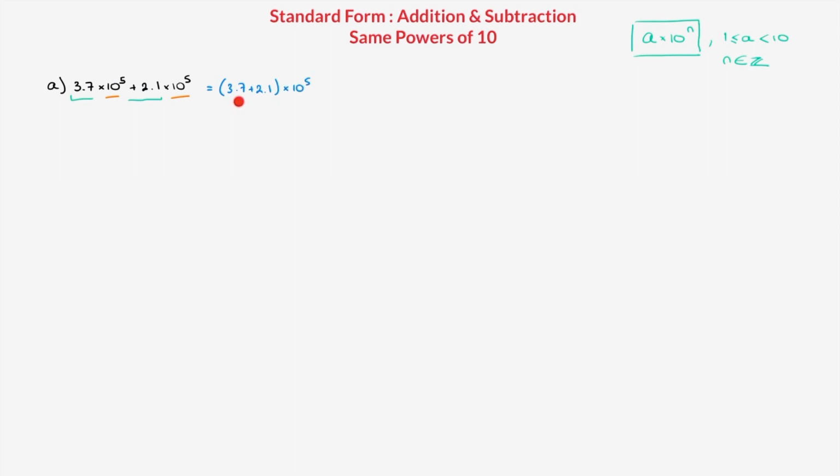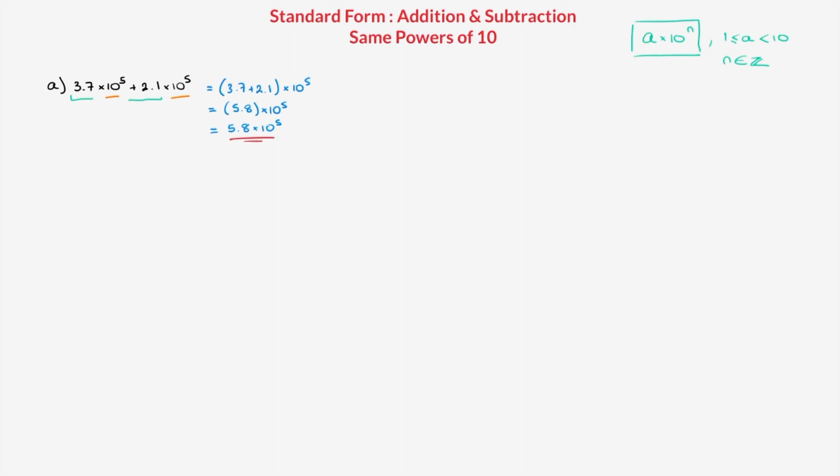Now, 3.7 plus 2.1 is equal to 5.8, so we can state that this equals 5.8 in parentheses times 10 raised to the power of 5. Finally, now that there's no longer an addition inside this pair of parentheses, we can get rid of it to state our final answer as 5.8 times 10 raised to the power of 5. And that's the first example done.